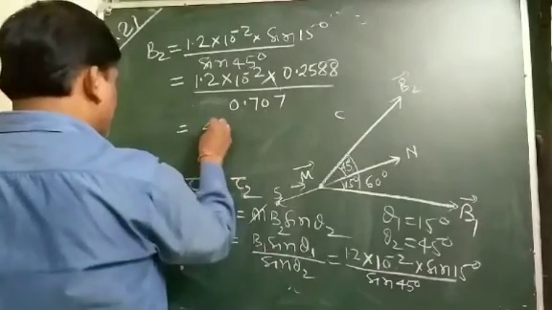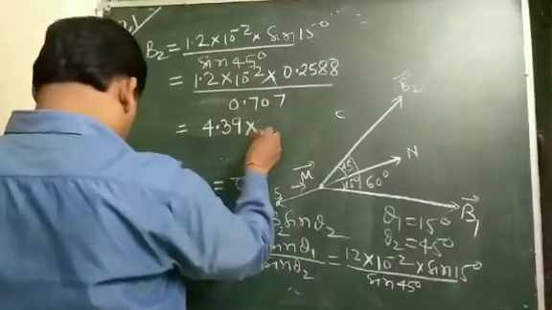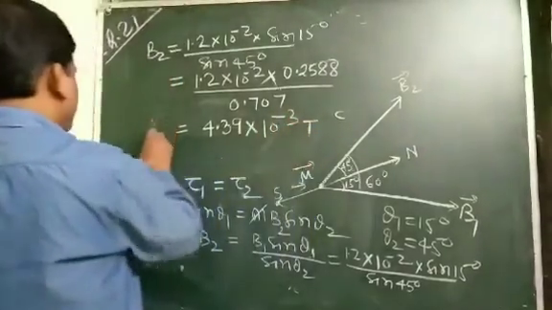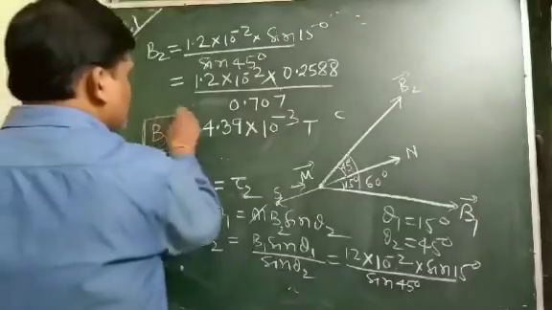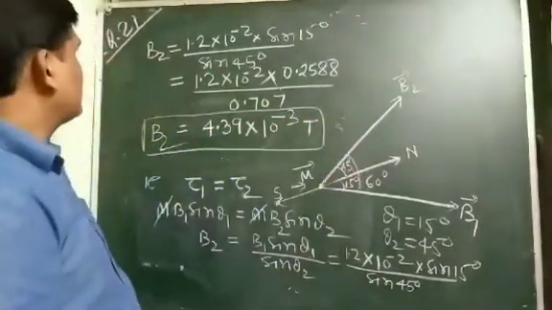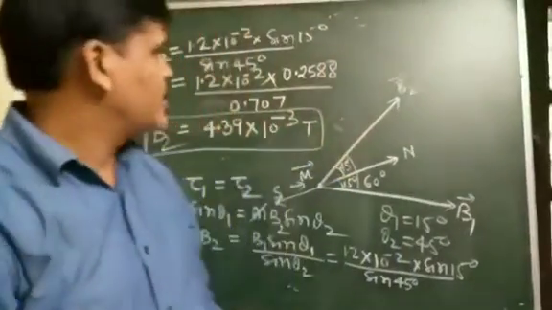And student, after solving this, the magnetic field comes out to be 4.39 into 10 to the power minus 3 Tesla. So this is the answer for question number 21.